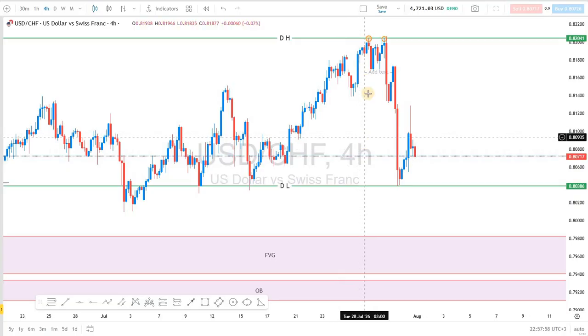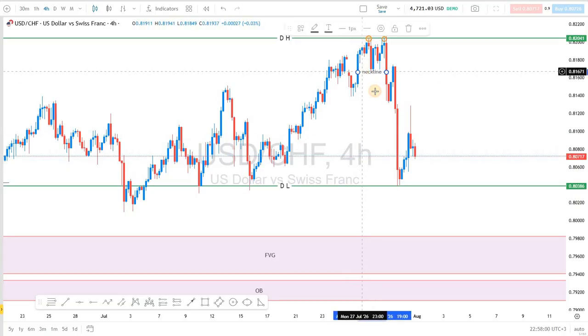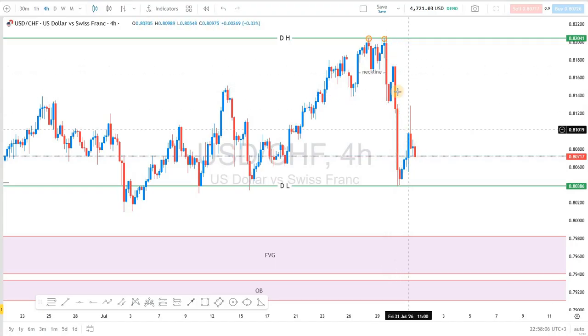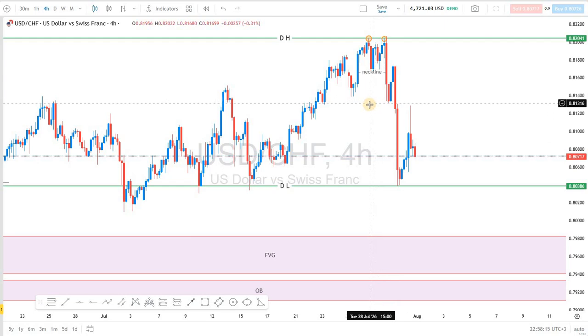After giving us our neckline, it broke from this neckline and came to give a retest. After giving a retest, this market dropped. After dropping, it reached this daily window and then started bouncing back, whereby it retested this another breakout. This is a break of structure.